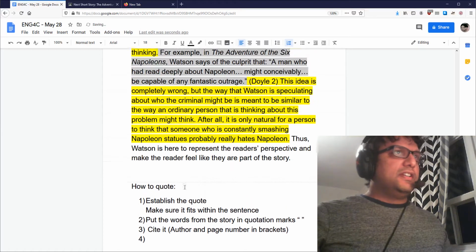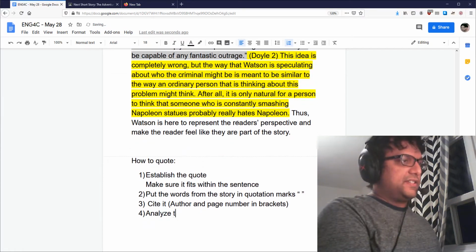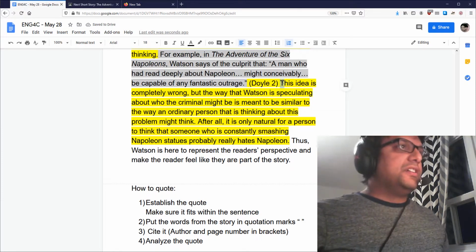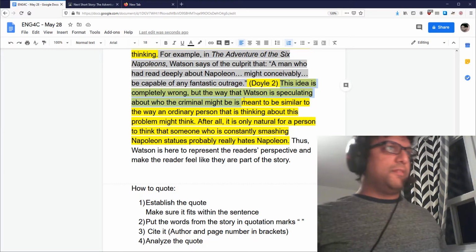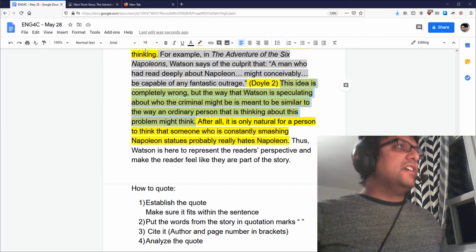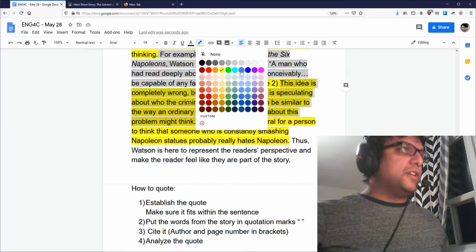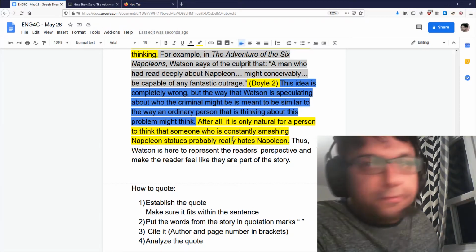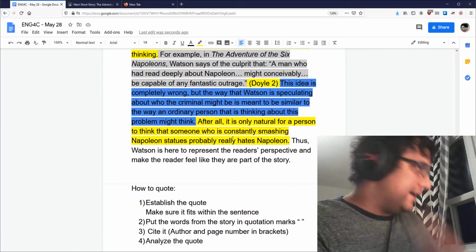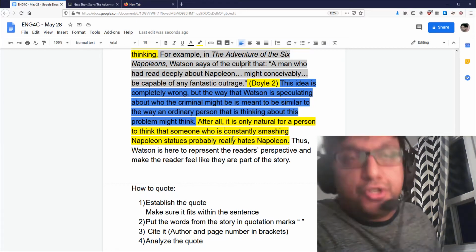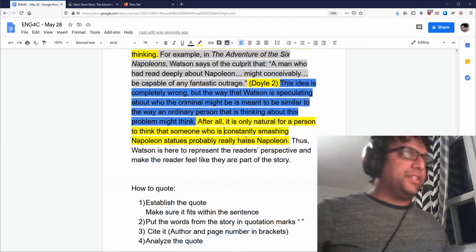And then step 4 is to analyze the quote, right? So don't just move on to your next idea. So what I do here is I say this idea is completely wrong, but the way Watson is speculating about the criminal, who the criminal might be, is similar to the way an ordinary person that is thinking about this problem might think, right? So guys, when you have a quote, let me just put that in blue. When you have a quote, you don't just say, here's the quote, you figure it out, reader, right? You have to let the reader know what they should think about it, right? You should be doing the thinking. As a reader, I'm not doing the thinking.